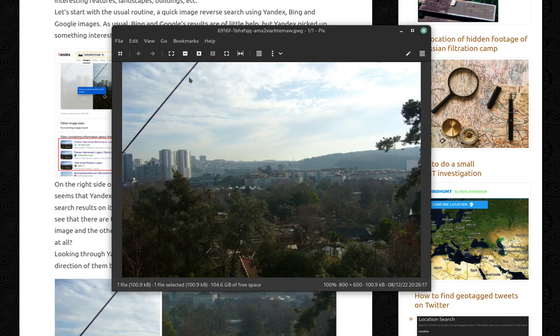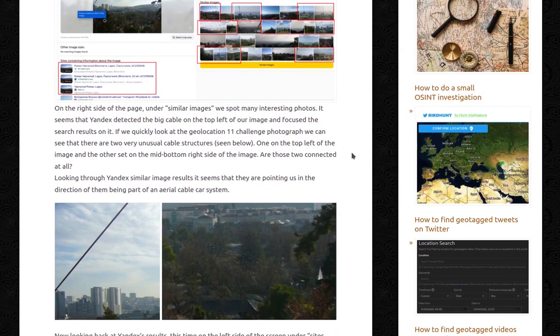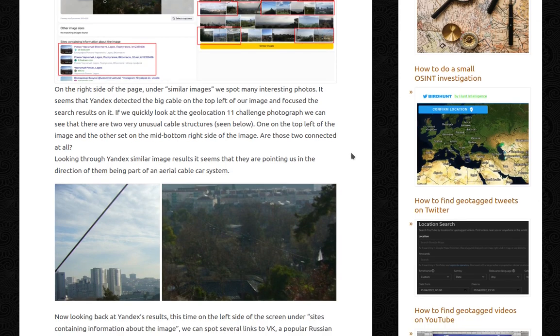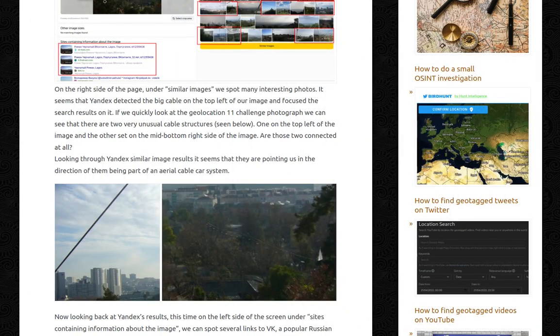Look at that. There's a big cable. And Yandex is like, oh, let me find more of those. If we quickly look at the Geolocation 11 challenge photograph, we can see that there are two very unusual cable structures. So the one I show, and there's another one, very thin. Look at that. On the top left of the image and on the other set on the mid-bottom right side of the image. Okay, so see, this is why I have an image, so I can actually point at things instead of having to describe it as mid-bottom right side of the image. Anyway, that's the one. Are those two connected at all?